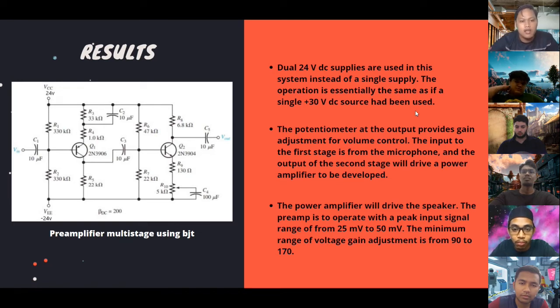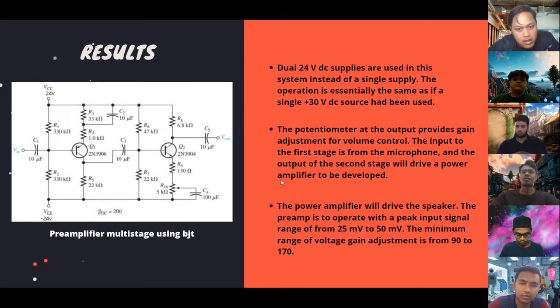Okay, this part is talking about the result. This is a circuit about a preamplifier multi-stage using BJT. In this circuit, dual 24 volt DC supplies are used in this system instead of a single supply. The operation is essentially the same as if a single 30 volt DC source had been used. Secondly, the potentiometer at the output provides gain adjustment for volume control.